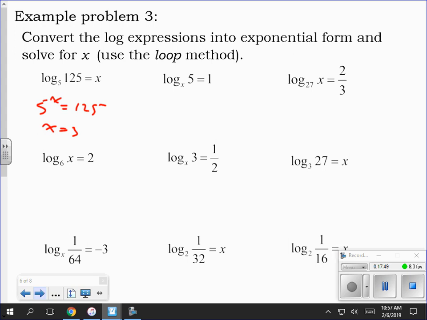The loop method, once again, is rewriting it as an exponential. That's your first step. So I have log base x of 5 is 1. That means x to the first is equal to 5. So x is what? 5. Because anything to the first power is itself.